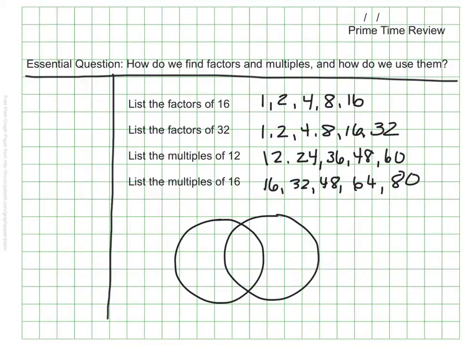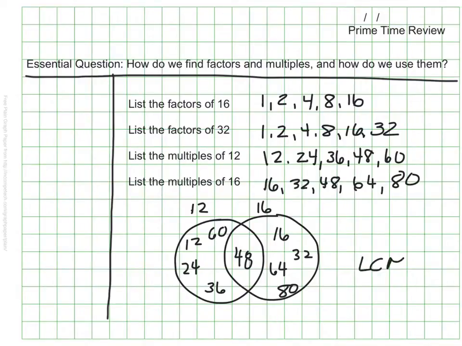Look at your list from 12 and 16 and fill in the Venn diagram so that you have the multiples of 12, the multiples of 16, and anything that they might have in common in the Venn diagram. In our Venn diagram, we should be able to show that 48 is a common multiple, and in fact is the least common multiple of 12 and 16.